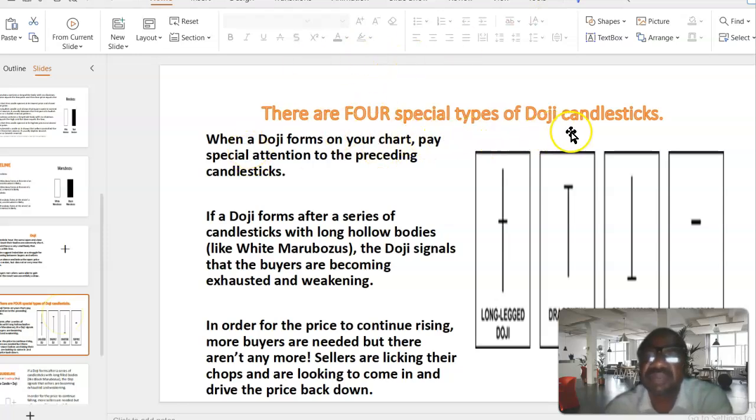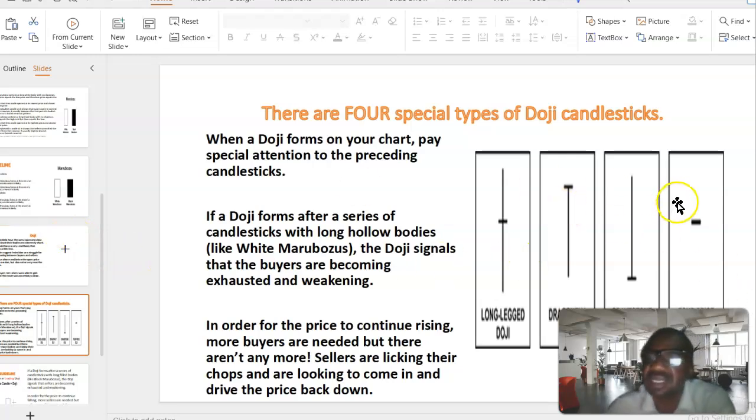There are four special types of doji candlestick. When a doji forms on your chart, pay special attention to the preceding candlesticks. When it forms, it gives you indecision. These are the types, and I will identify them on the real chart. This is called a long leg doji. This is called a dragonfly doji. This is called a gravestone doji. This is also called the four price doji.